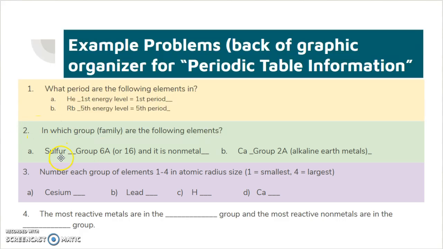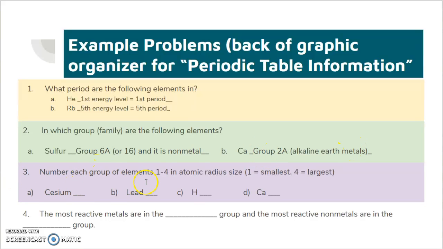Okay, so sulfur, group 6A, which is also called group 16, and sulfur is a non-metal, so that means that it's to the right of the staircase. Calcium is a group 2A, which is also known as an alkaline earth metal. And that name should remind you that calcium is a metal, not a non-metal.